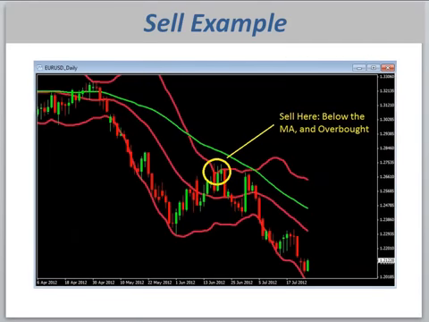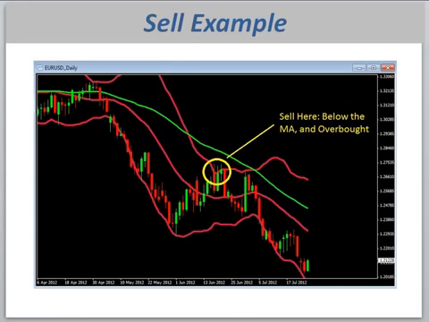Similarly, here we have a chart of the euro dollar. The euro dollar was selling off very much, was selling off weak in the last couple of months. So we see over here that the euro dollar had been in a negative trend. We have that green line which shows us that it's in a negative trend, and the euro dollar continued to stay below its 50-period moving average.